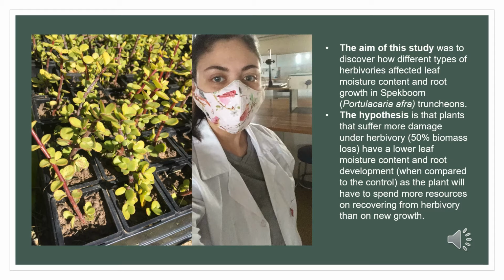Spekboom is an iconic plant in South Africa which is also a common food item for many native herbivores. It has also been used in degraded thickets for restoration or to improve the soil properties and the vegetation density.